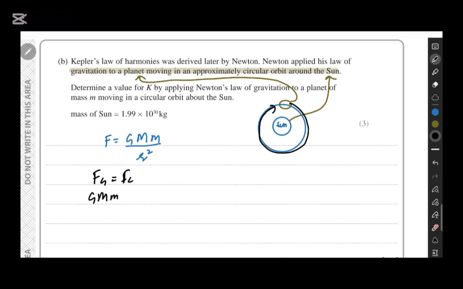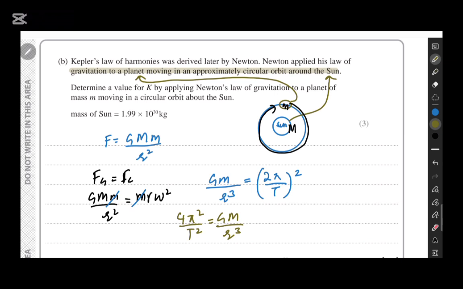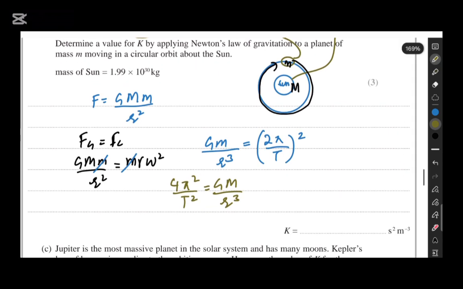So GMm over r squared is equal to m r omega squared, where the small mass is the mass of this planet and the big mass is the mass of the sun. I'm going to cancel both m's out and move the r down. I'm going to get r cubed, and then omega is 2 pi by T, and that's supposed to be squared, which gives me 4 pi squared by T squared equals GM by r cubed. Then I'm going to move things around, and I'm going to get this as my value of k.